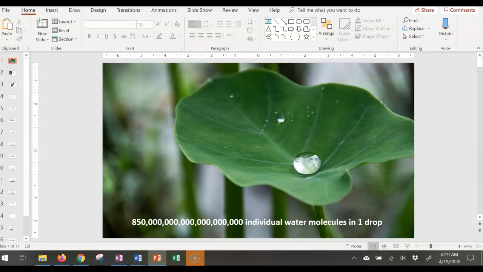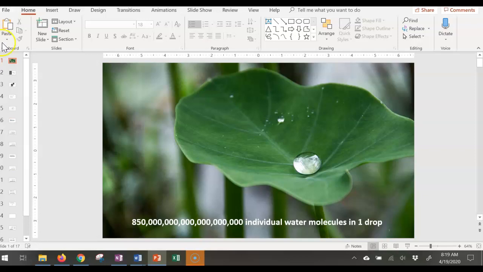If you think of an apple, and if you could somehow magnify that apple to make it as large as the Earth, then the individual atoms in that apple would be approximately the size of the original apple. In this picture, we're looking at a drop of water on a leaf. And in this single drop of water, there are almost 850 quintillion, that means 18 zeros, of individual water molecules.